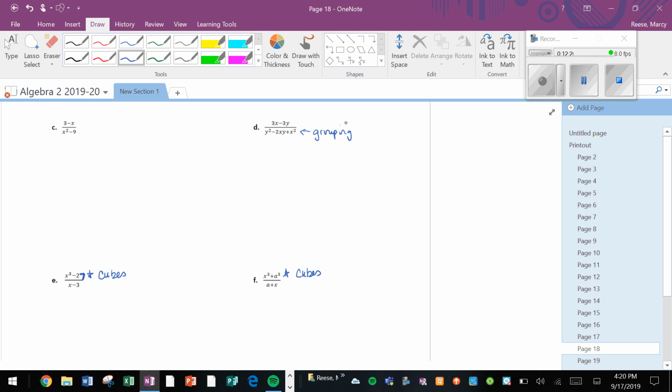I want to see the back page tomorrow when you walk in. I want to see them done, and I want to see the front page, those 2 questions on the front.